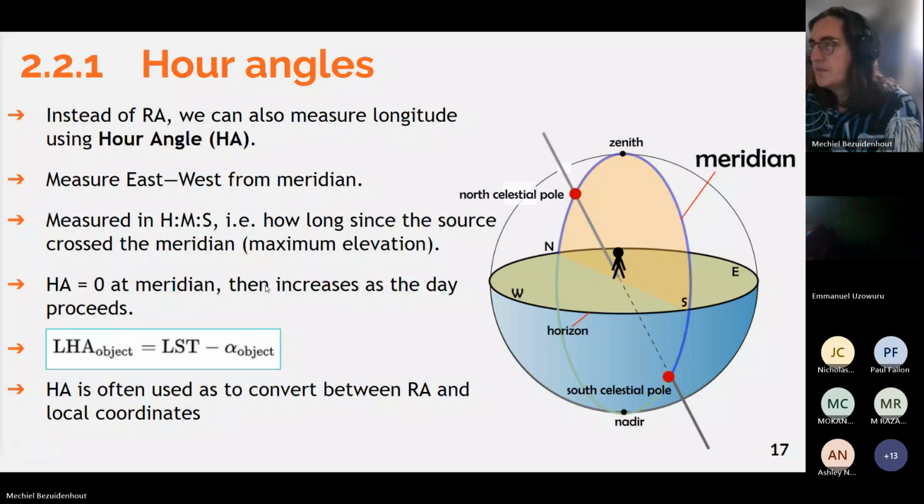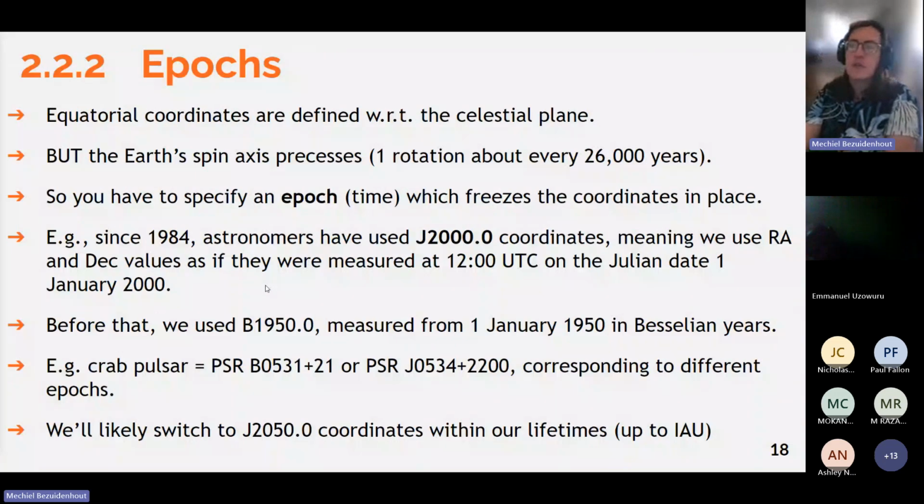Another important thing that you have to know with respect to these coordinates is that we have to define something called the epoch. So we know that these equatorial coordinates are defined with respect to the celestial plane. That's the plane of the Earth's rotation. But the Earth's spin axis actually precesses. It's changing very slowly, to the degree of one rotation every 26,000 years. So these coordinates are actually changing very, very slowly.